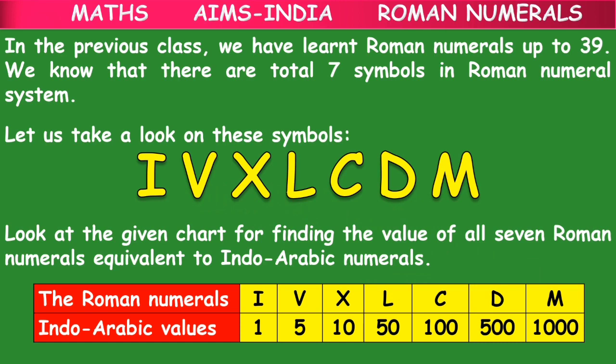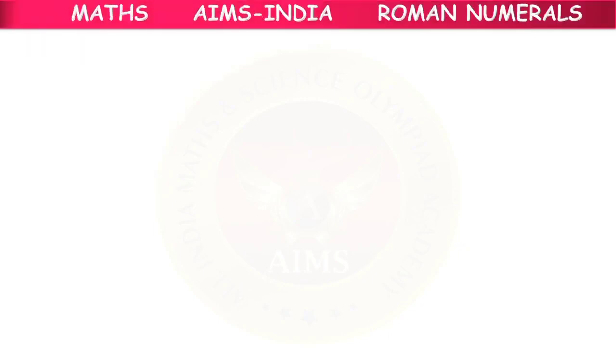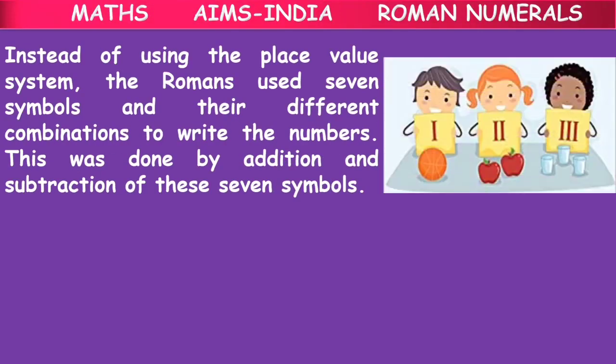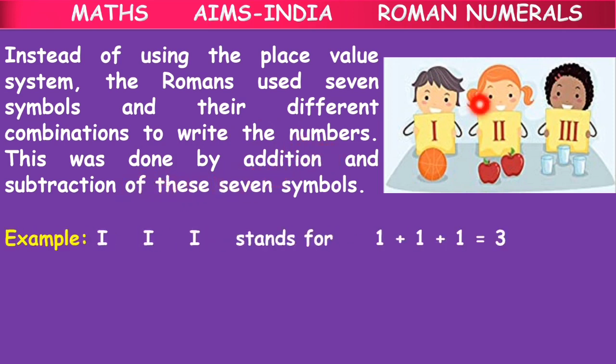And what are the symbols, children? The symbols are I, V, X, L, C, D, M. It is important that you remember those symbols in that order only, so that it will be easy for you to find out the values. Instead of using the place value system, the Romans used 7 symbols and their different combinations to write the numbers. This was done by addition and subtraction of these 7 symbols.